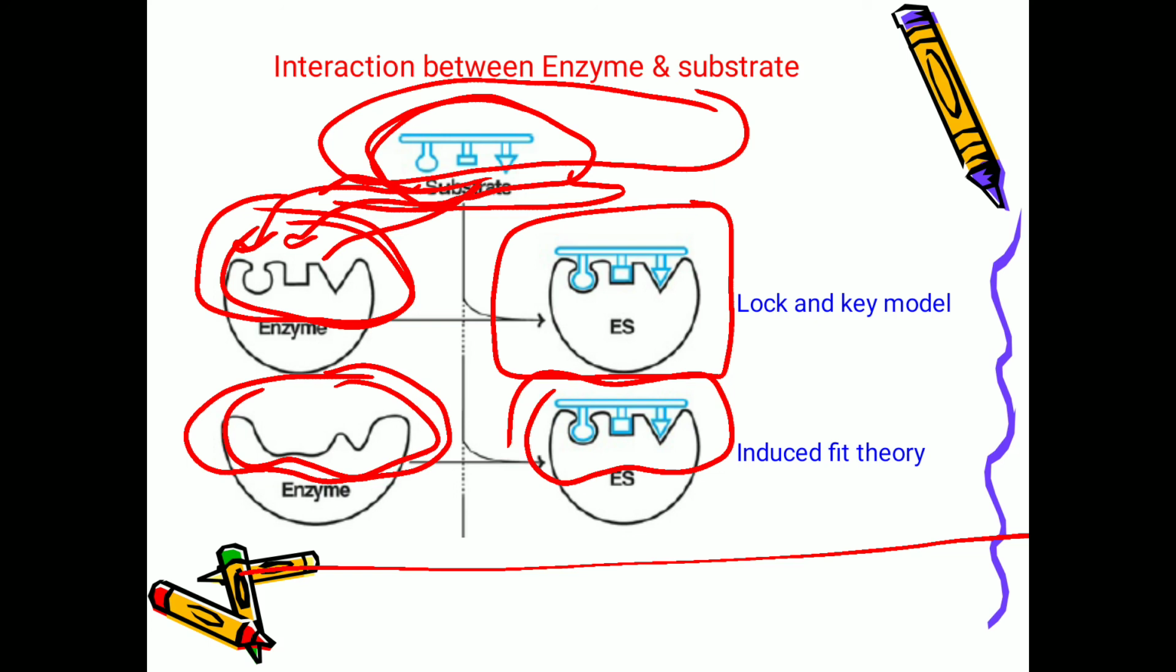And the lock and key model failed because it shows that the active site is rigid. Because of the rigid structure, the substrate cannot bind according to the substrate molecule to the active site of the enzyme.